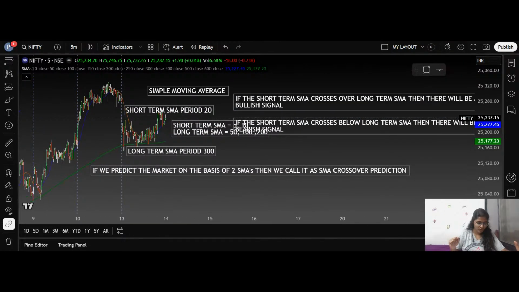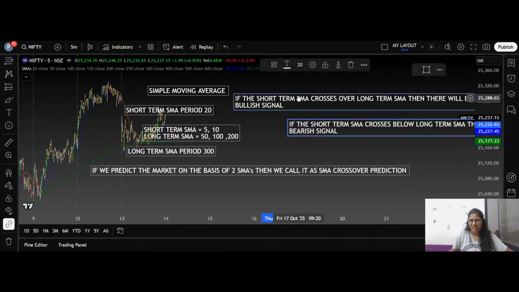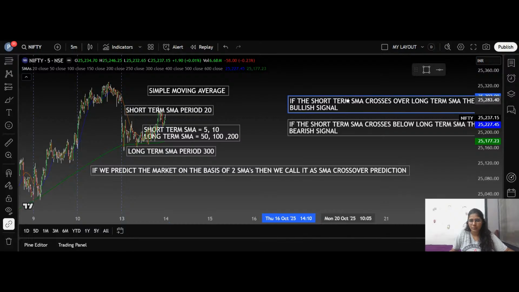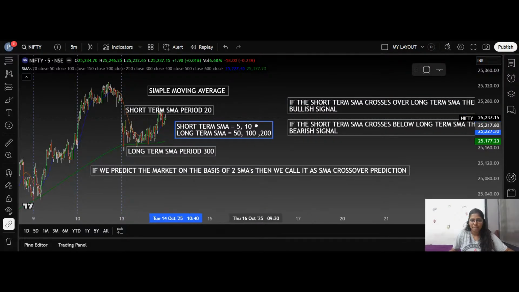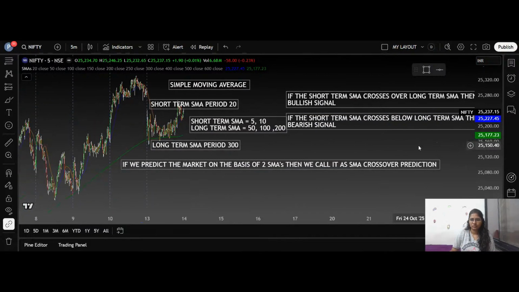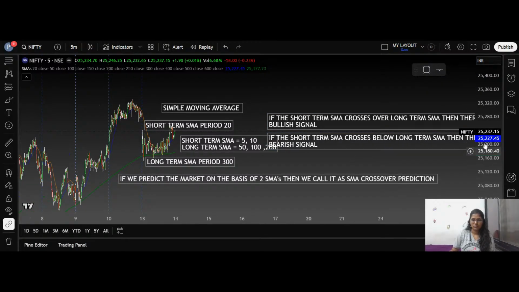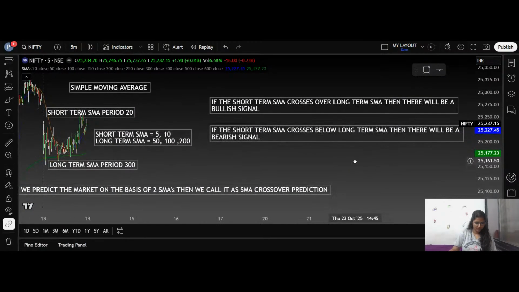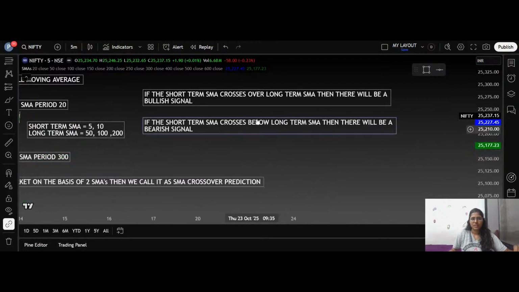Now what we are going to see is, wait, wait, wait. I think it's all mixed. Hmm. See. So here is a simple prediction of how SMA works.